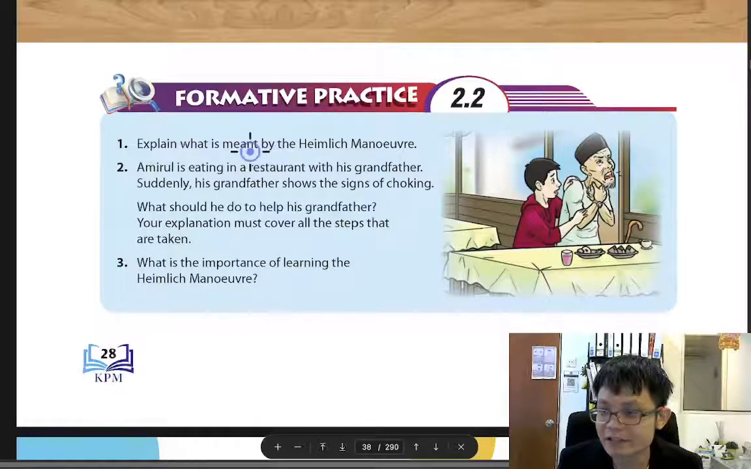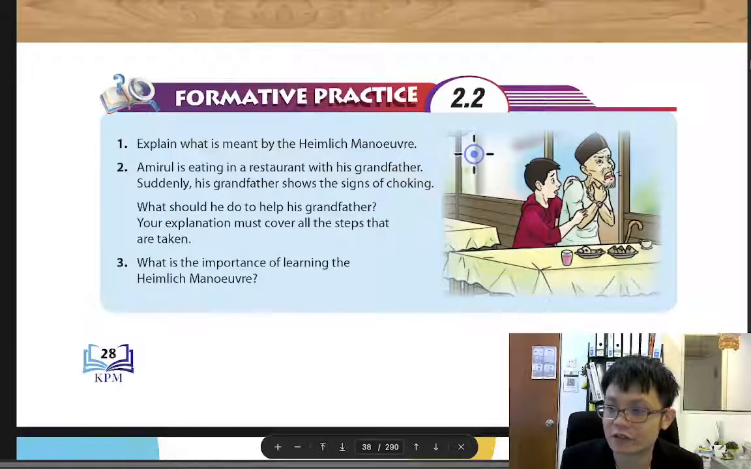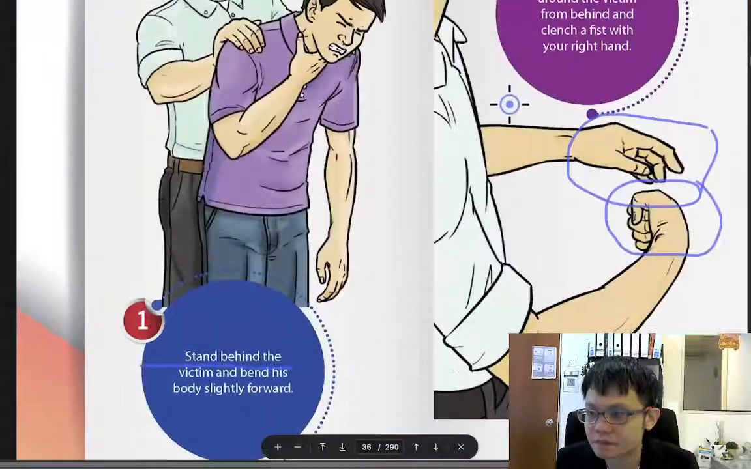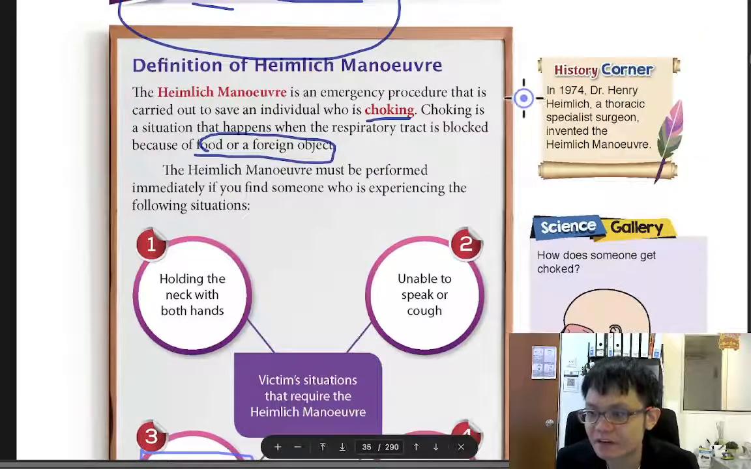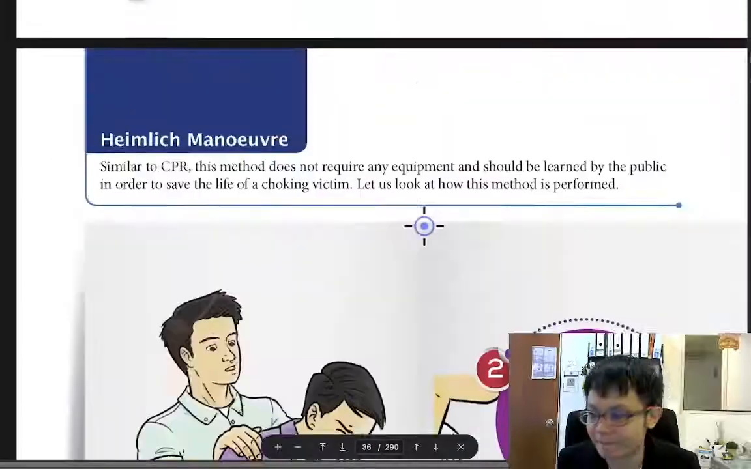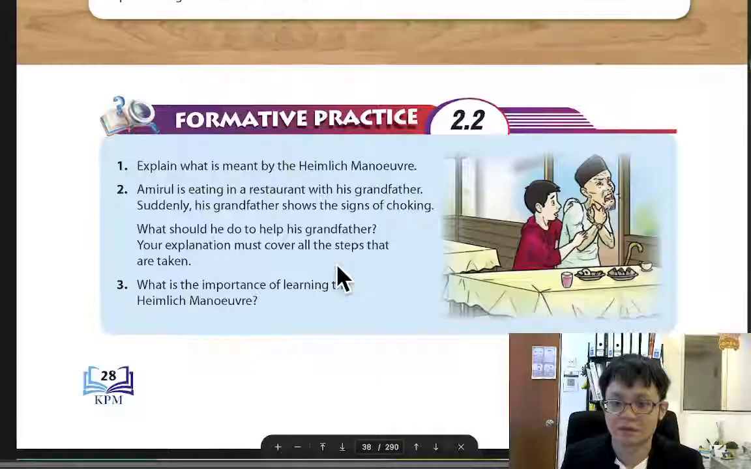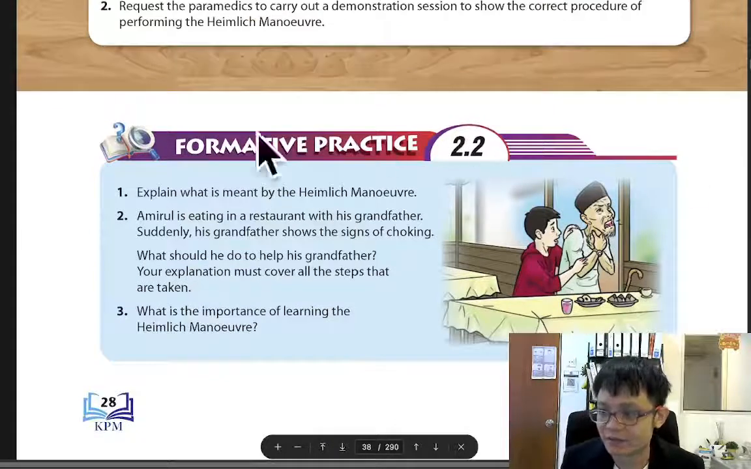Okay, explain what is meant by Heimlich maneuver, if an individual is choking. Very good. Okay, the Heimlich maneuver is a maneuver they carry out to save the choking. Choking is a situation, and so on. If you want to write that, yep, that would be the answer, just copy from the book.